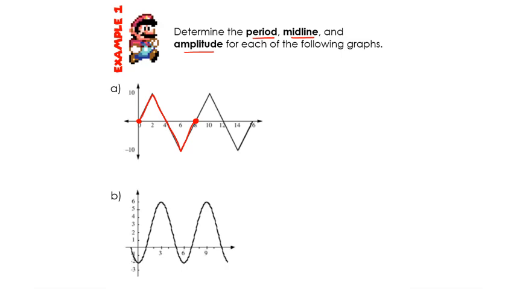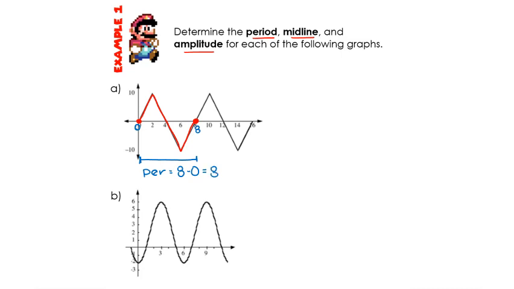The distance in between those 2 points is going to be our period. So I started at an x value of 0, and I ended at an x value of 8. So the period is going to be the difference between those two values. So 8 minus 0 is going to give us 8.